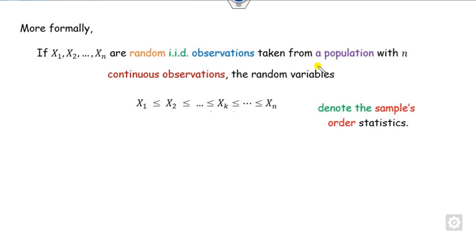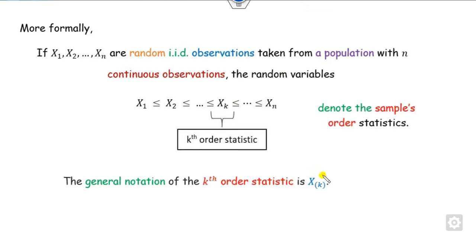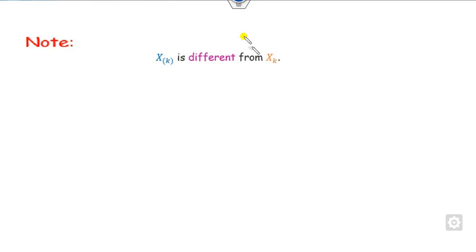Based on this concept, we will generalize the series. If the xi's are IID taken from the population, we first write them in ascending order. The first element is the smallest element of the series, then the second smallest, and so on. This is nothing but my kth order statistic, and we generally denote it as x of k, written x(k). This is the general notation of the kth order statistic. Make sure of this very important point: remember that xk is different from x(k).